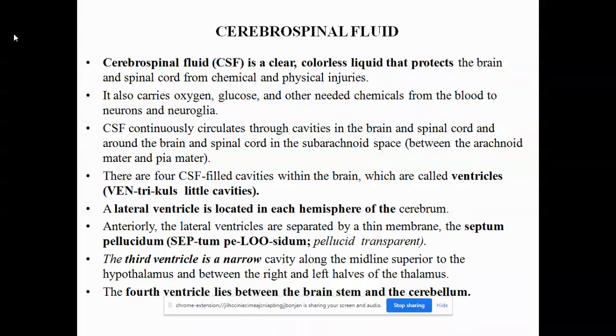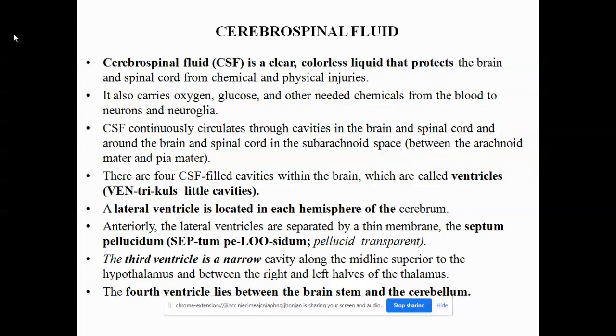Cerebrospinal fluid is produced by the lateral ventricles. Anteriorly, the lateral ventricles are separated by a thin membrane called the septum pellucidum. So this is the second one, the septum pellucidum, which is a transparent one. The third ventricle is a narrow cavity along the midline, superior to the hypothalamus, and between the right and the left halves of the thalamus. So this is the third one. The fourth ventricle lies between the brainstem and the cerebellum.